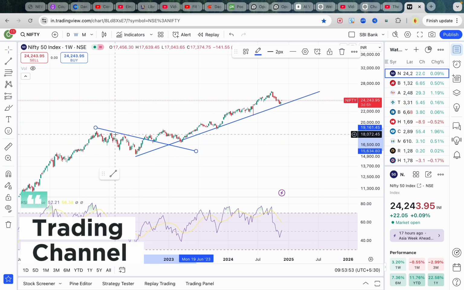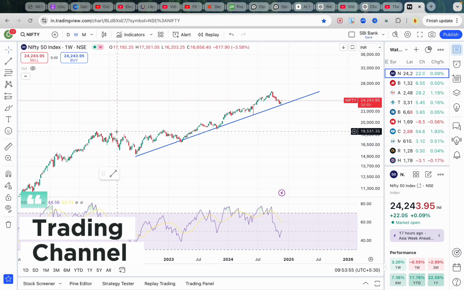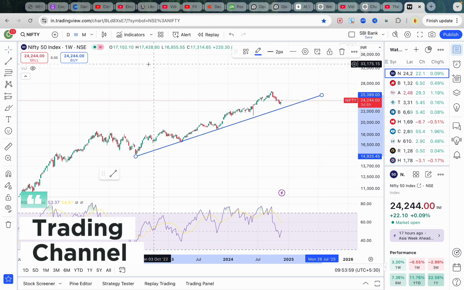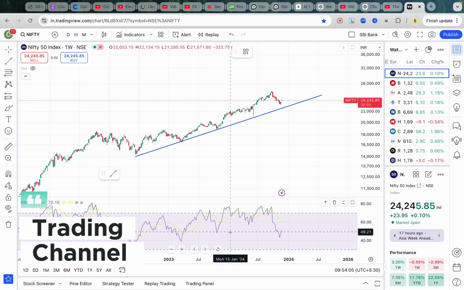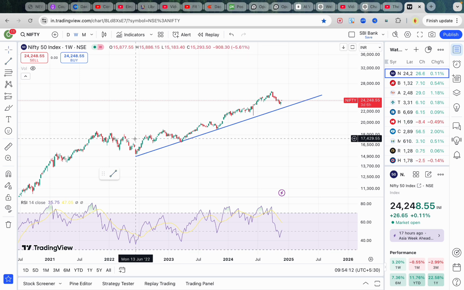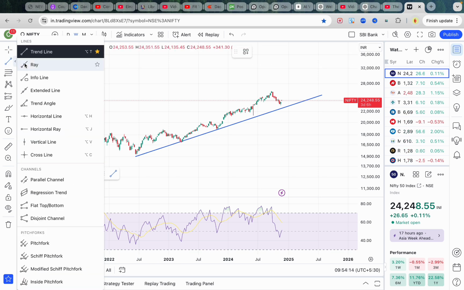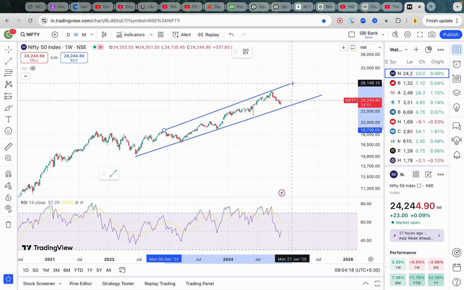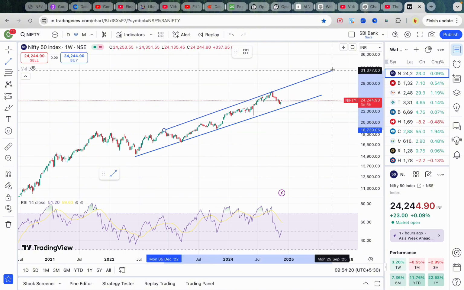And now coming to the channel concept. So even if the market is in any trend, uptrend, downtrend, or sideways trend, it trades in a channel. A channel is nothing, basically these are the hypothetical lines where the prices take support. So for example, let me just draw here right now what the trading channel is going to be. So this is the Nifty trading channel.